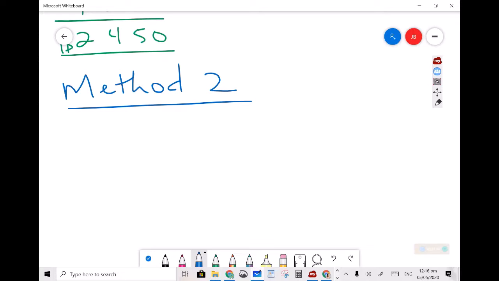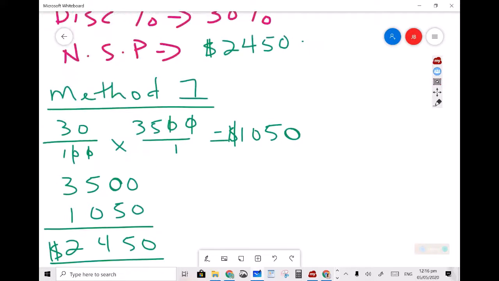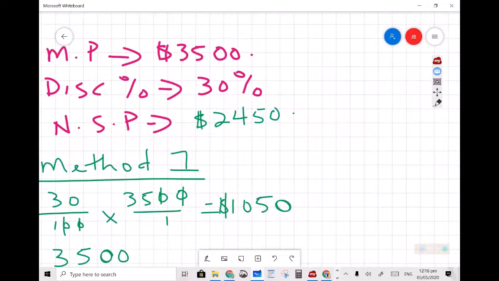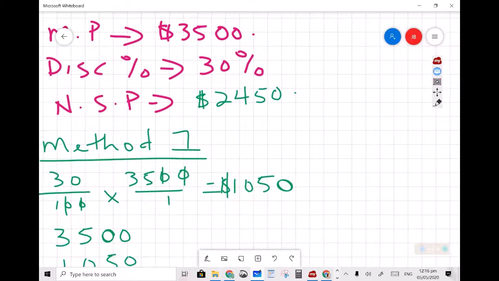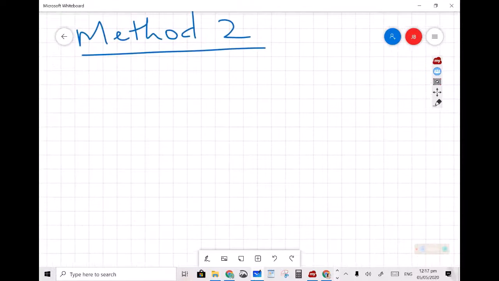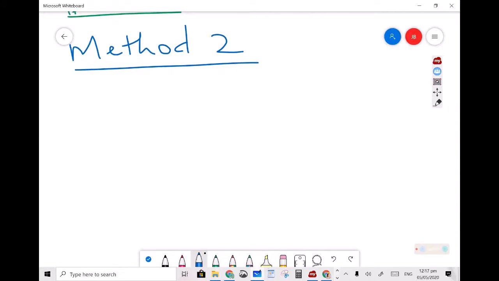Where we do not start with our money, but we actually start with our percentage. Okay, so let us look back at the question. The question was the discount is 30%. So that's the first thing that we have to notice there, 30%. So we actually start with our percentage.